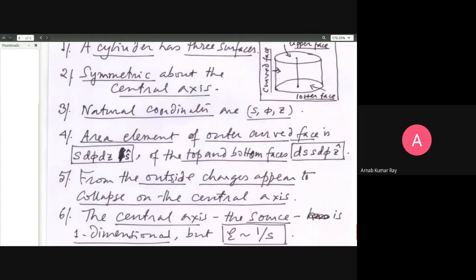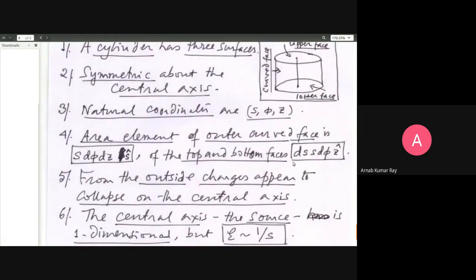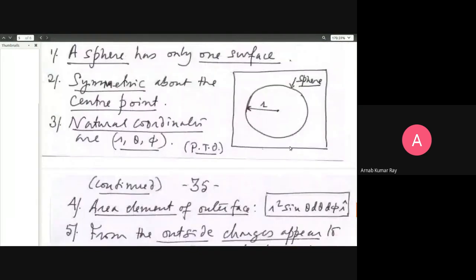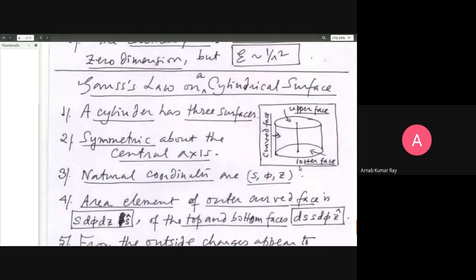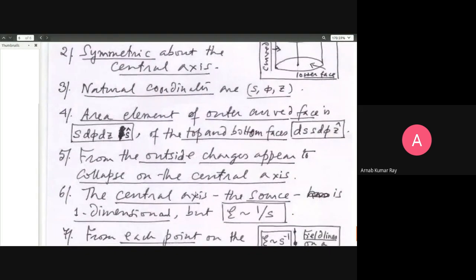These notes I supplied you already, so it should be familiar to you. From the outside, charges appear to collapse on the central axis, not at a point. In the case of a sphere, if you're standing outside, it would look to you that the charges have collapsed on the central point. But here, it would look to you that they have collapsed on the central axis. That is what you have.